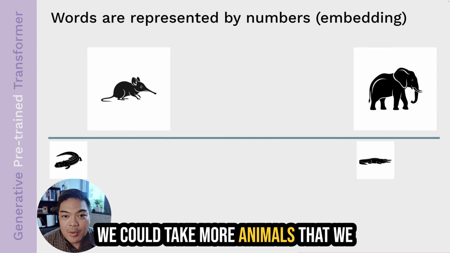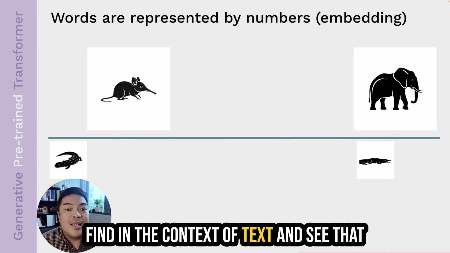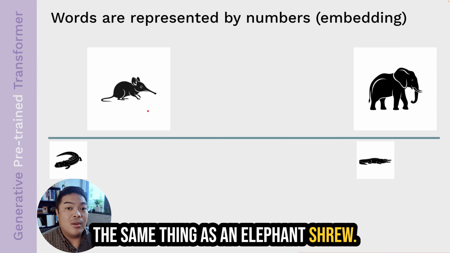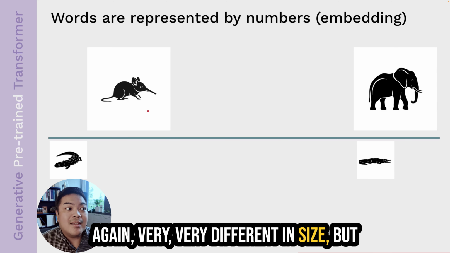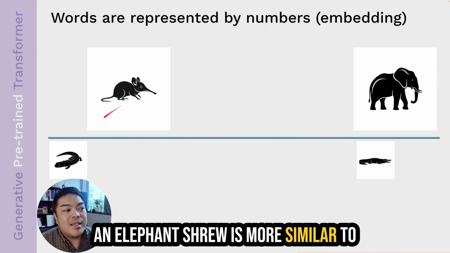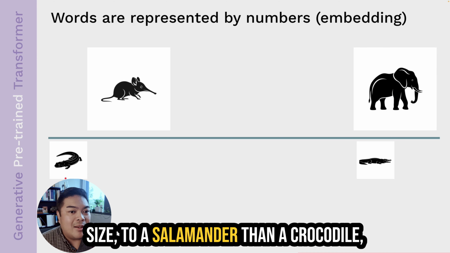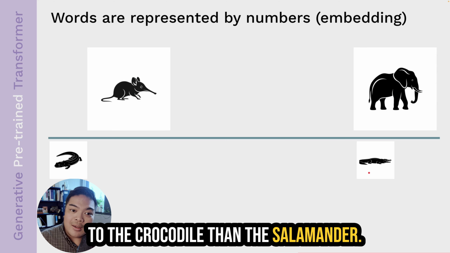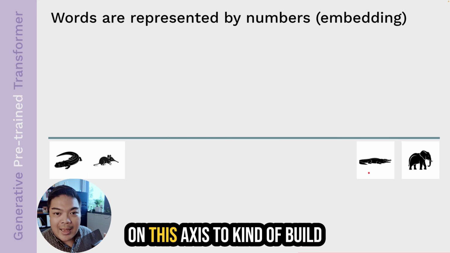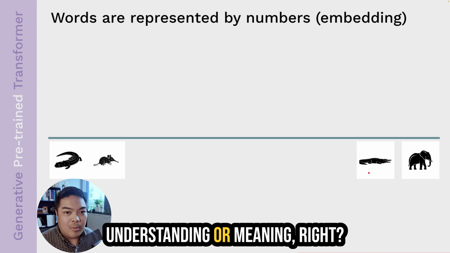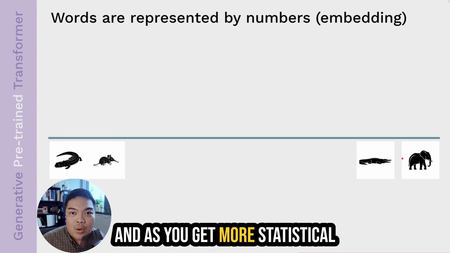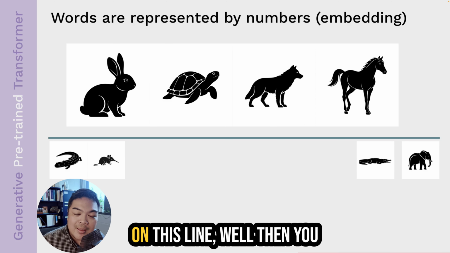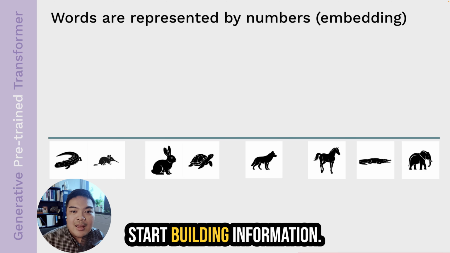We could take more animals that we find in the context of text and see that there's an elephant, but there's also an elephant shrew. Again, very, very different in size, but an elephant shrew is more similar in size to a salamander than a crocodile, and an elephant is more similar in size to the crocodile than a salamander. So we can start to place these on this axis to build understanding or meaning, right? And as you get more statistical examples of this, more examples of animals that you can place on this line, well, then you start building information.